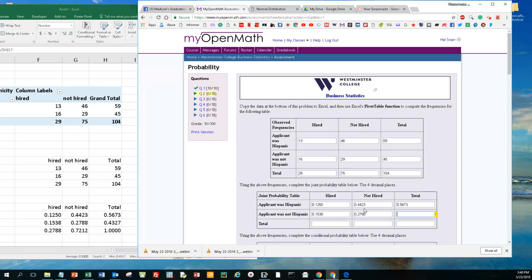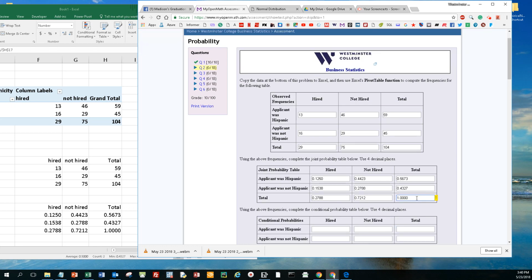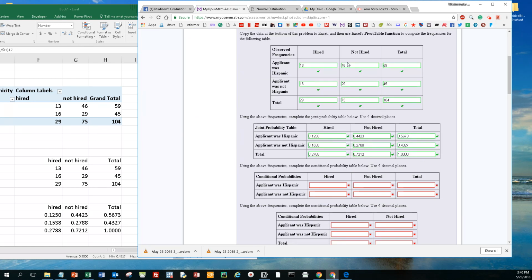0.2788. The probability of an applicant being non-Hispanic is 0.4327. The probability of a randomly chosen applicant is hired is 0.2788. The probability that a randomly chosen applicant is not hired is 0.7212, and then we got 1.0000. Let's just find out if we got everything right so far before we move on. And it looks good. We're all good here, right?